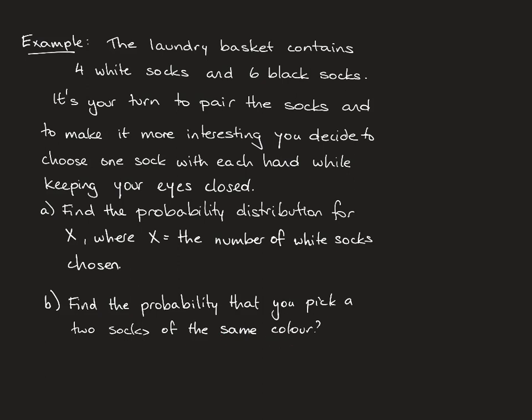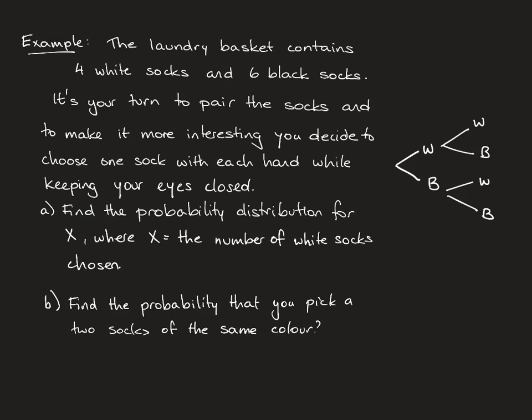Okay, so the first thing we're going to need to do is to come up with all of the different sorts of outcomes that we can get. So we're going to be picking 2 socks, one with the left hand, which will be either white or black, and one with the right hand, which will be either white or black. And so even though we pick them at the same time, we're going to treat them as if we were doing them one after the other.